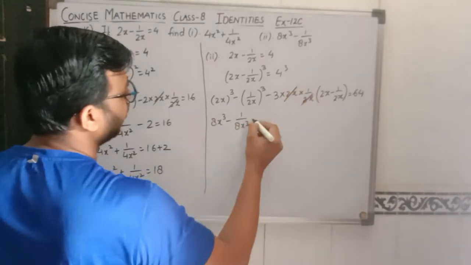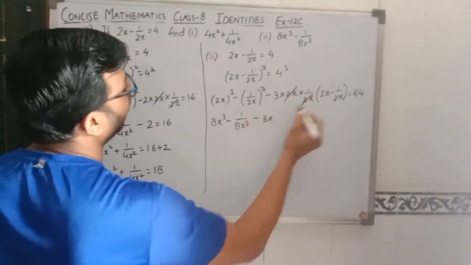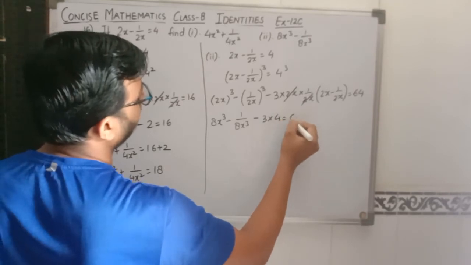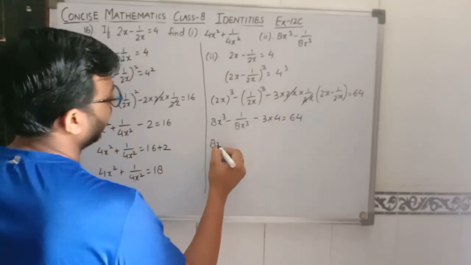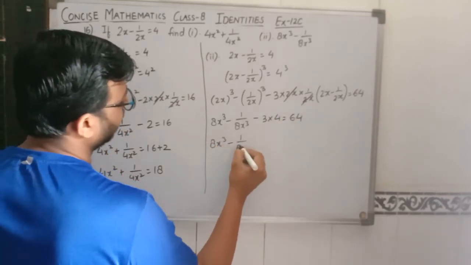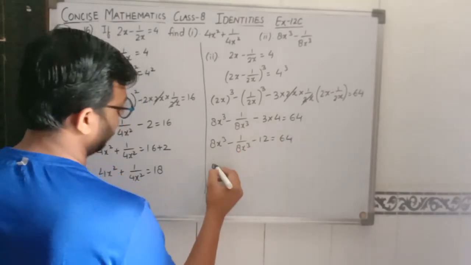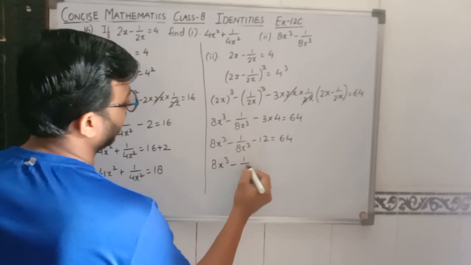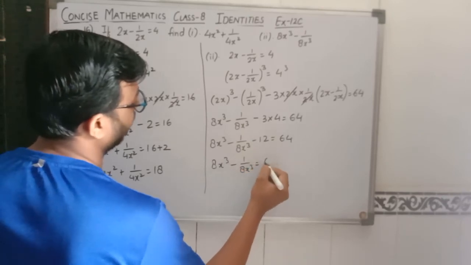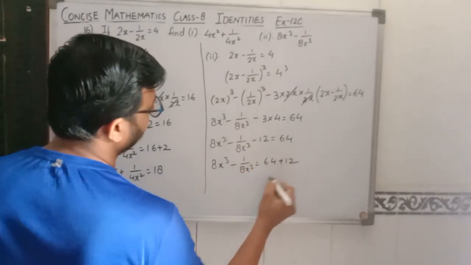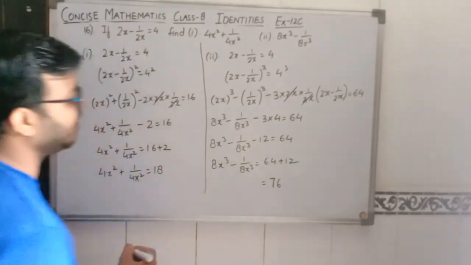From this side these two terms will be cancelled. 3 into the value of this, which is 4, is equal to 64. So 8x cube minus 1 upon 8x cube minus 12 is equal to 64. So 8x cube minus 1 upon 8x cube is equal to 64 plus 12. The final answer will be 76.